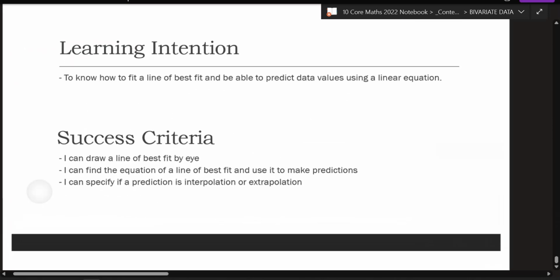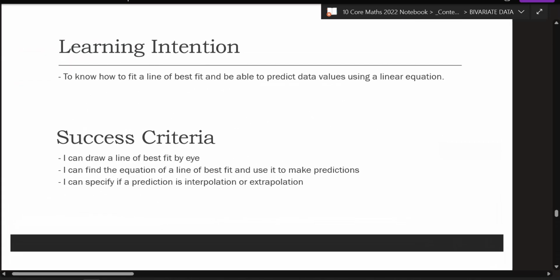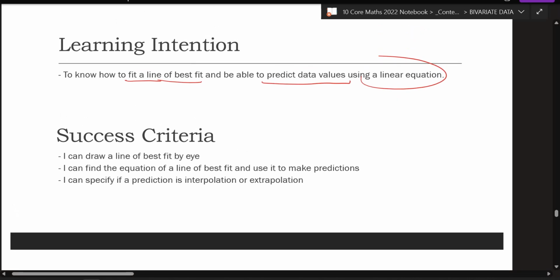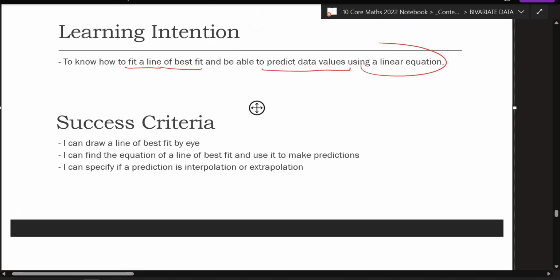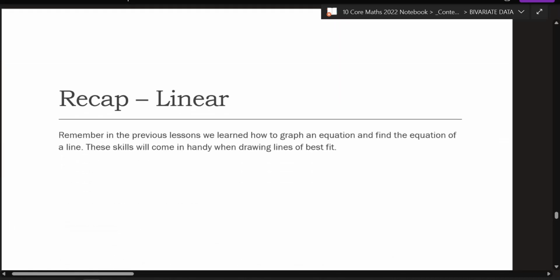So our learning intention for today, what I'd hope you'd be able to do, is to know how to fit a line of best fit. When we say fit, as in draw a line that represents the data really well. And the second thing is to predict values using an equation. So draw a line of best fit, find the equation of a line, and then talk about the prediction that you've made. All right, let's get into it.